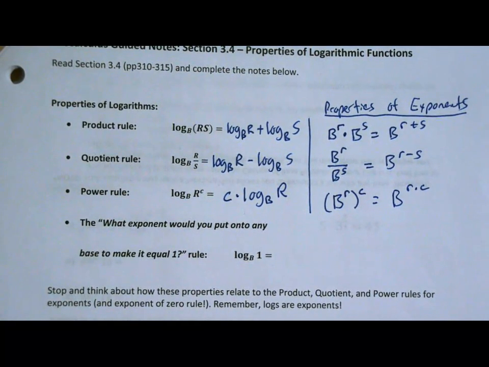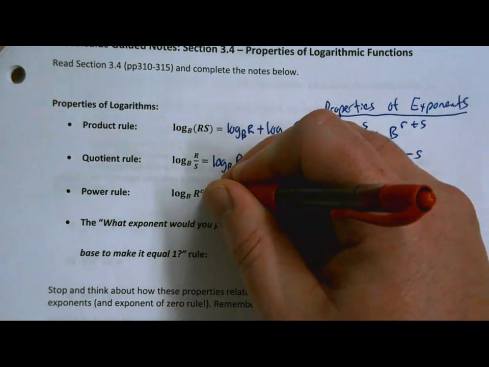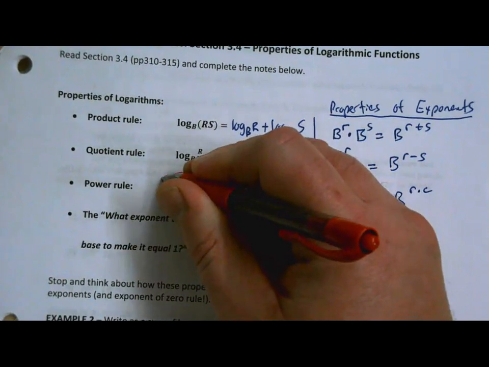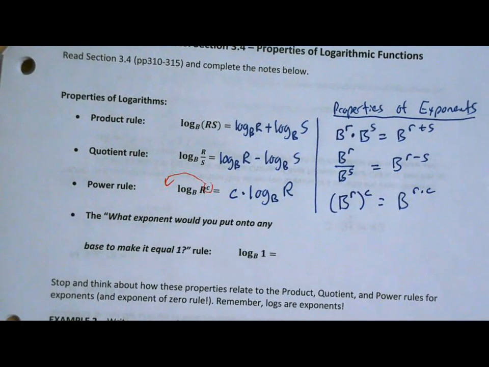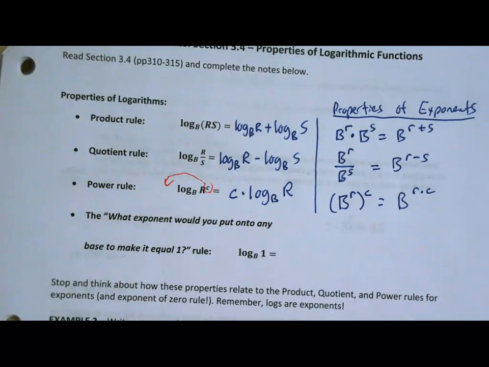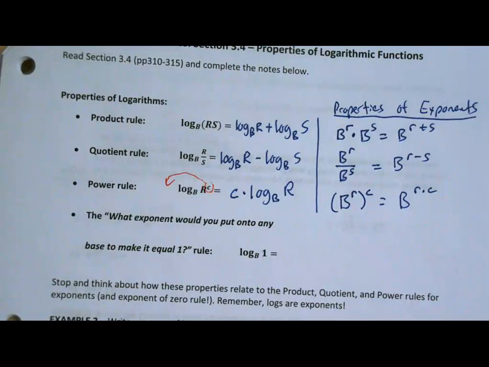For me, this is more of a visual thing. Did you guys learn it this way too? You take that c and you bring it down in front of the log. That's how I think of it. If you have an exponent inside of a log, then you can turn that exponent into a coefficient.